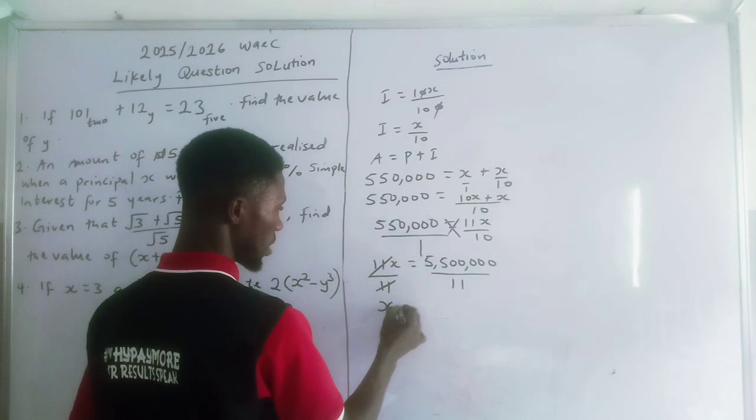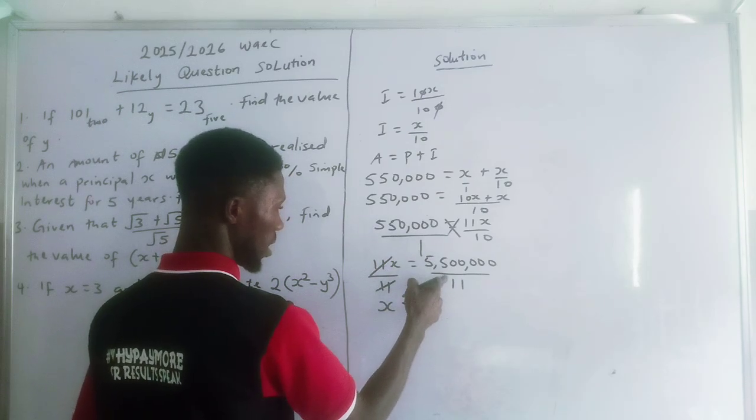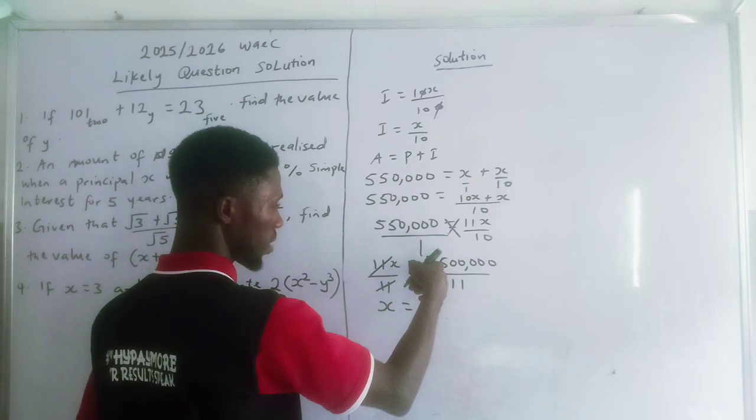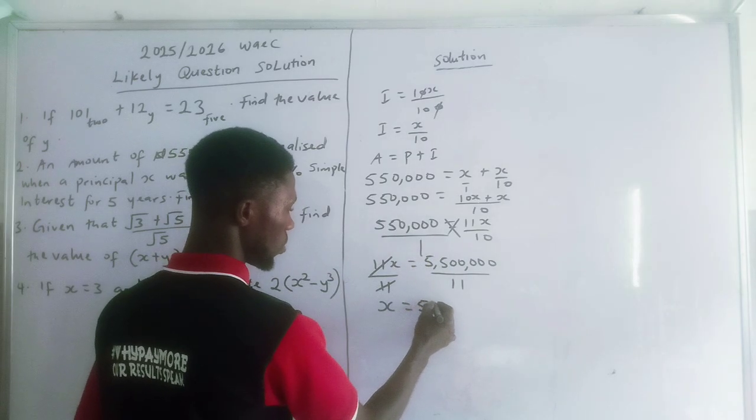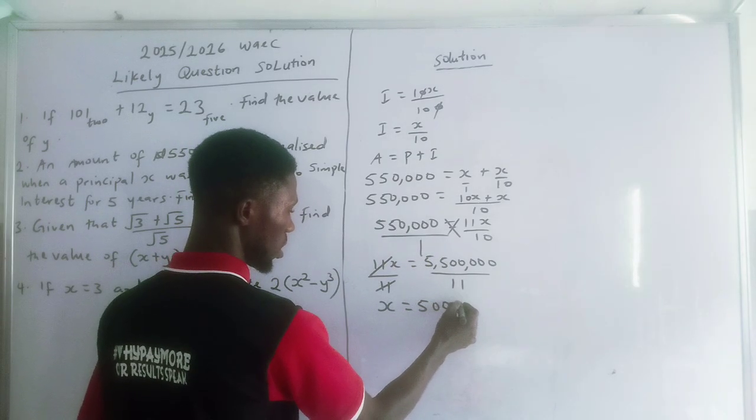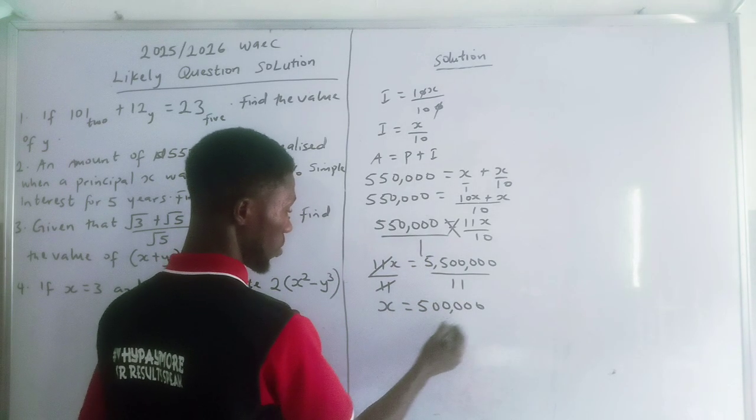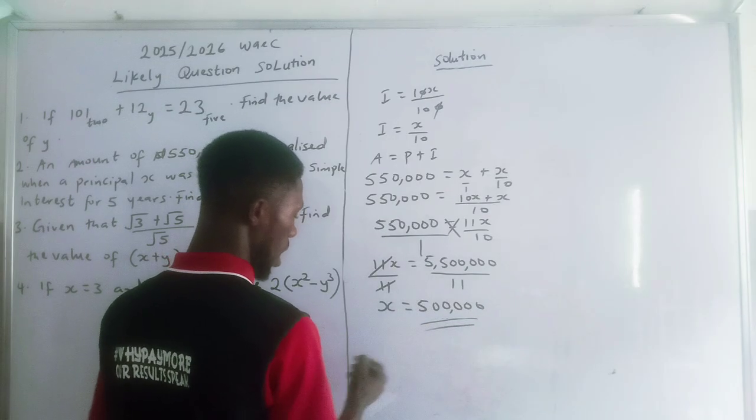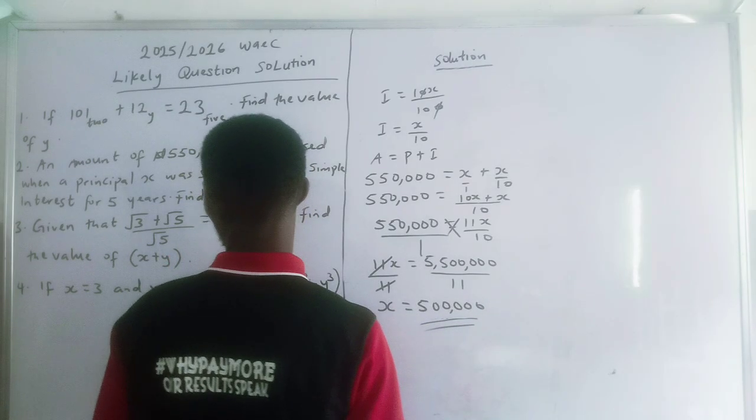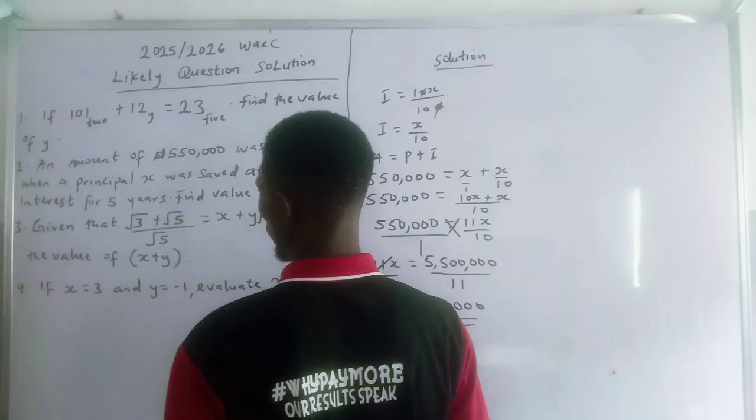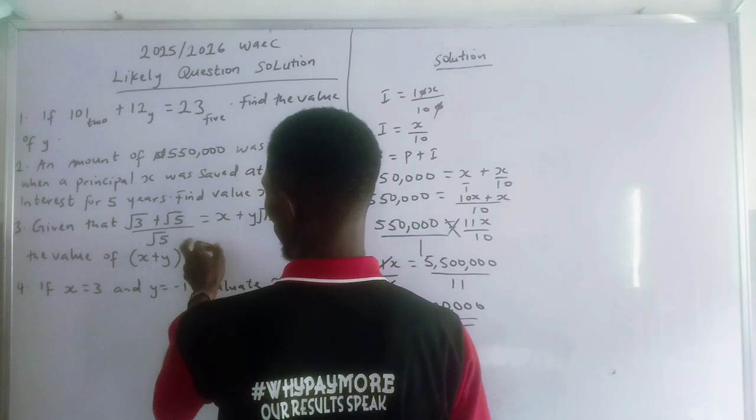So we now have x equivalent to 5,500,000 divided by 11, which gives us 500,000 when you prompt your calculator. So this will be our answer. Okay, from there we will now go for the next one, which is this.